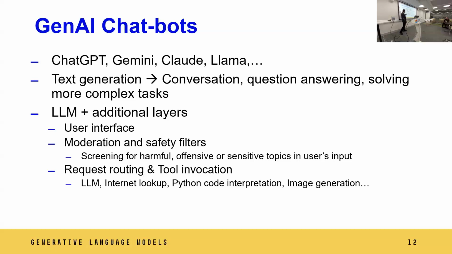Then there is request routing and tool invocation. Not all the questions go directly to the language model to retrieve the answer. Sometimes you have to look up the internet. Sometimes there are calculations involved. This was one of the issues that early versions of ChatGPT suffered from, that it was hallucinating numbers. So now it can recognize that we are asking for some computation, and it generates the Python code, interprets the Python code, and gives you correct results, which is quite useful in statistics and math and so on.